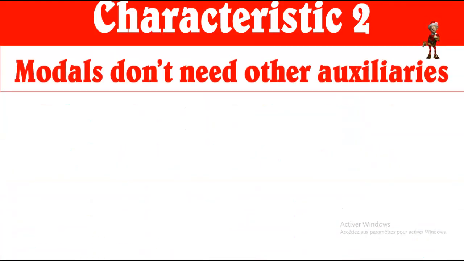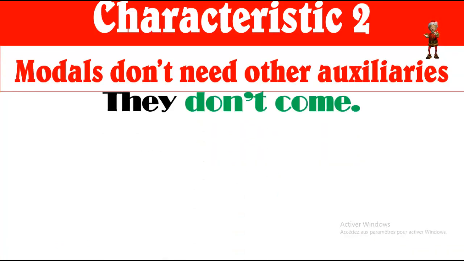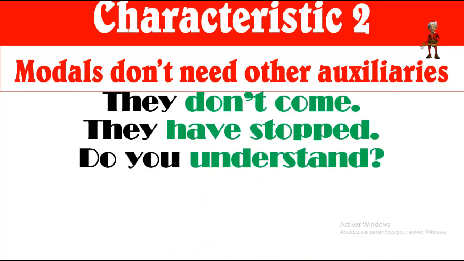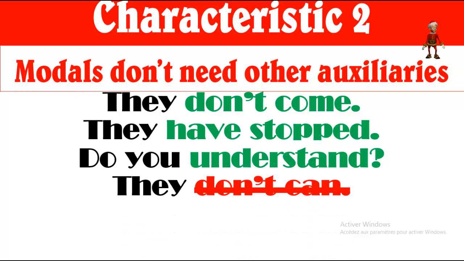Characteristic number 2. Modals don't need do as an auxiliary. You can say they don't come, they have stopped, do you understand? It's possible because come, stop, and understand are ordinary verbs. They are normal verbs. But you cannot say they don't can because can is an auxiliary, a modal. It doesn't accept, doesn't need, don't.